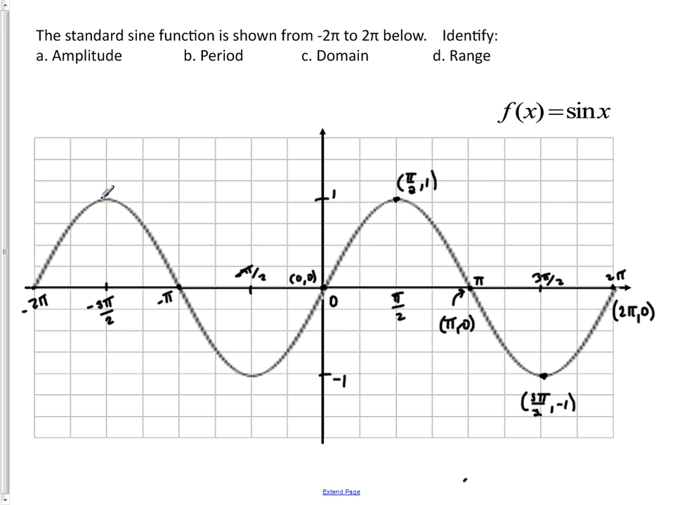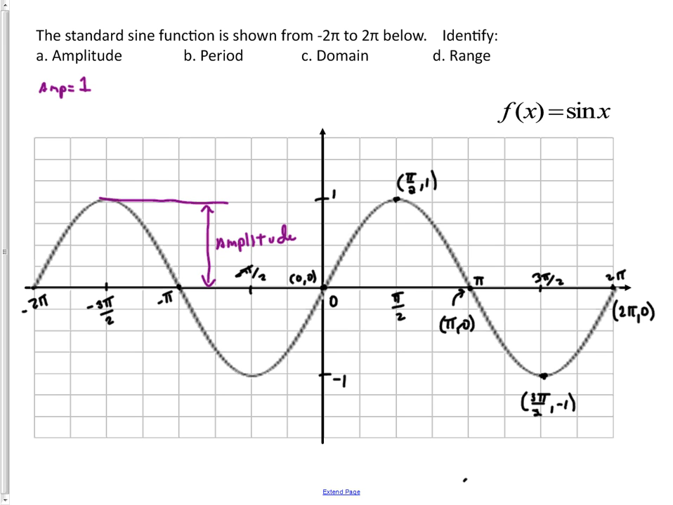Well, some observations. Number one, an amplitude. What is the amplitude? Well, an amplitude is actually considered the distance from the center axis to the highest or lowest point along the graph. Another way of looking at amplitude is that we take the largest y minus the smallest y value, subtract, and then divide by 2. Right? So our amplitude in this case is equal to positive 1. This is the basic sine function. It has an amplitude of 1.